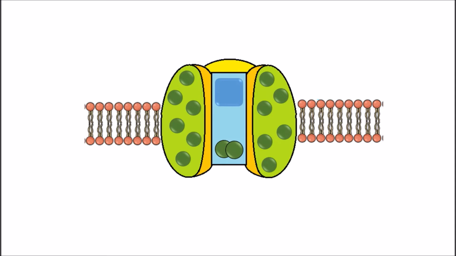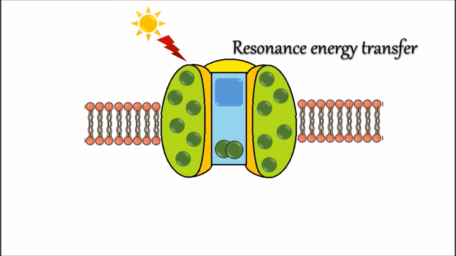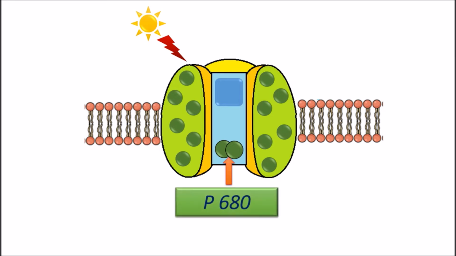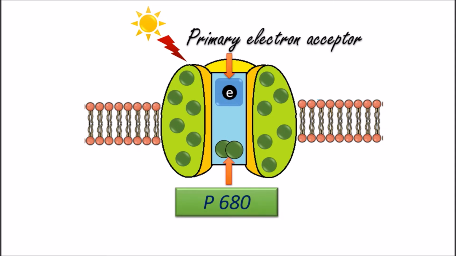First, photosynthetic pigments in photosystems absorb light energy and the energy is passed inward from pigment to pigment until it reaches the reaction center through direct electromagnetic interactions in a process called resonance energy transfer. In photosystem 2, once energy is transferred to P680, an electron is boosted to a higher energy level. These electrons will be accepted by the primary electron acceptor of photosystem 2.